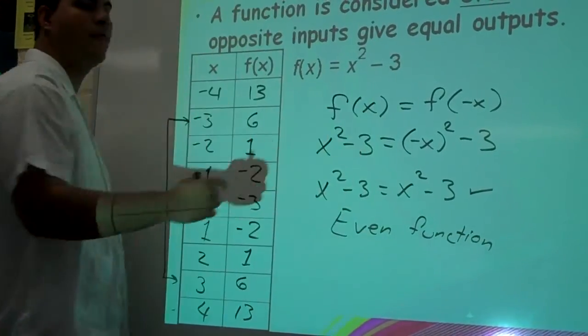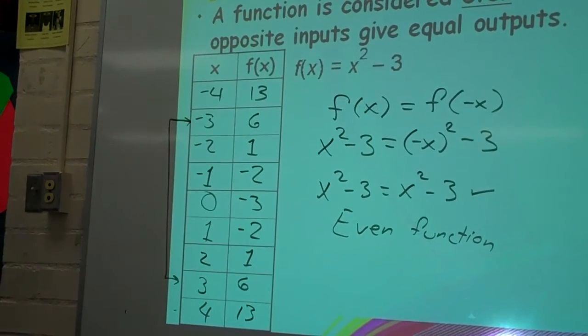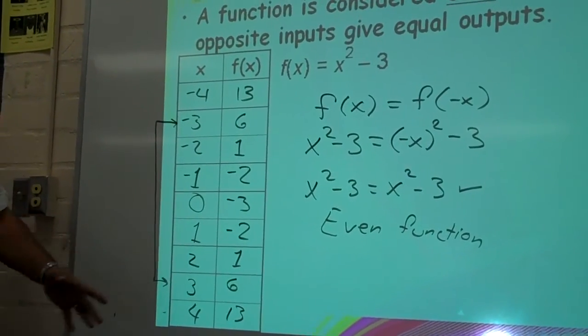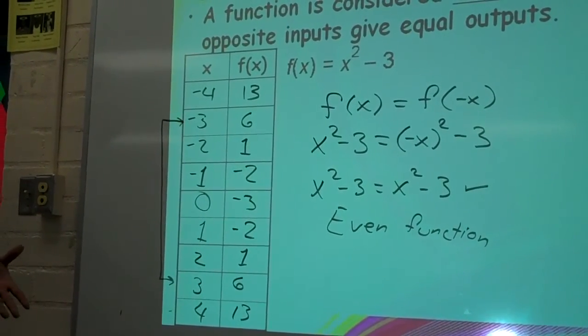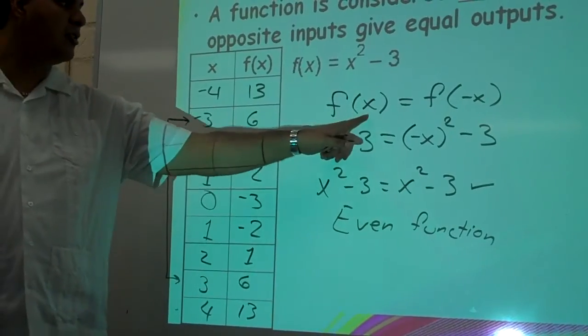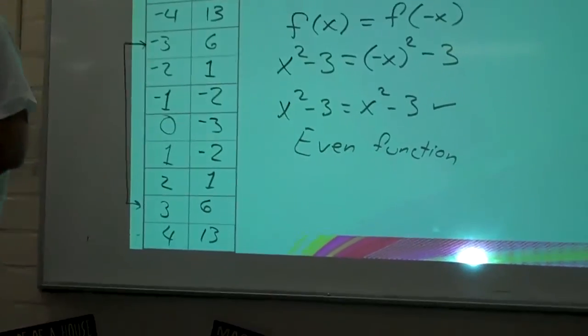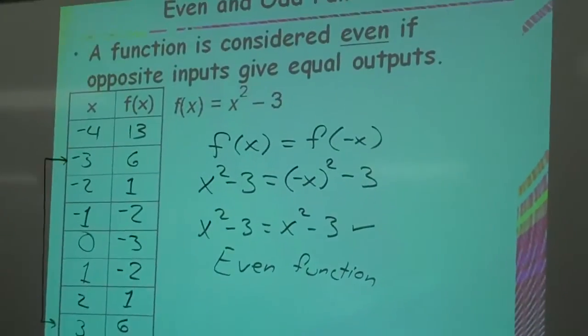So that is a proof that it works for all possible numbers. Sure, we could try negative 1, positive 1, negative 2, positive 2, but you actually have to try every single number. So the way to prove it exactly is you try x and negative x to see if they are equal to each other.